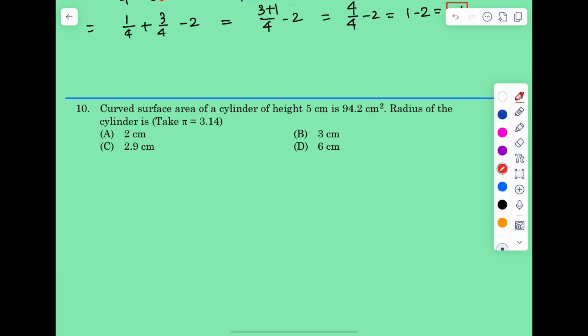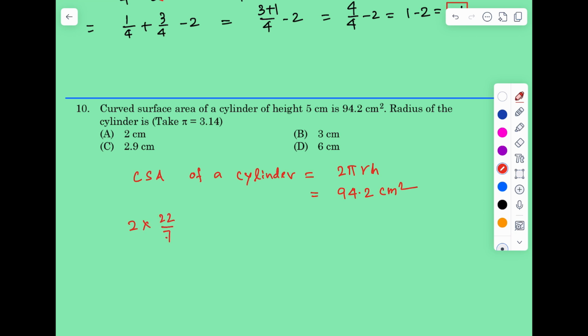The last question, question number 10. The curved surface area of a cylinder. We know that the curved surface area of a cylinder is equal to 2 pi r h, where r is the radius and h is the height of the cylinder. It is given as 94.2 centimeter square.